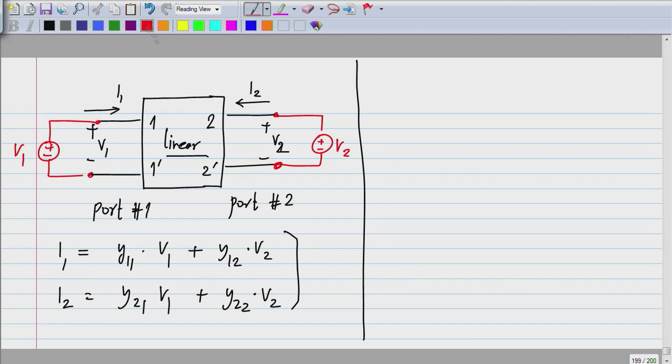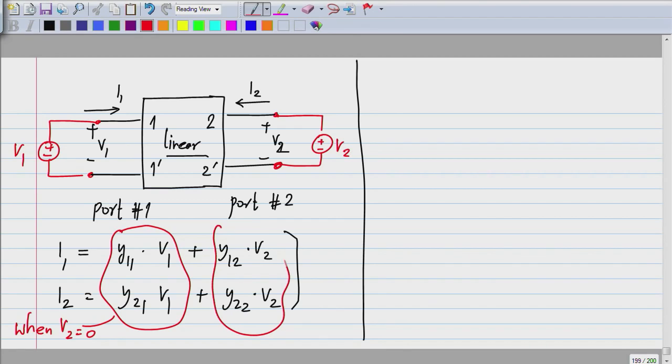So this part comes about when V2 equals 0, and this part comes about when V1 equals 0. Now, let's say you are given a circuit with two ports and you are asked to determine the values of these parameters. What will you do? How will you measure it? Please give me some ideas.